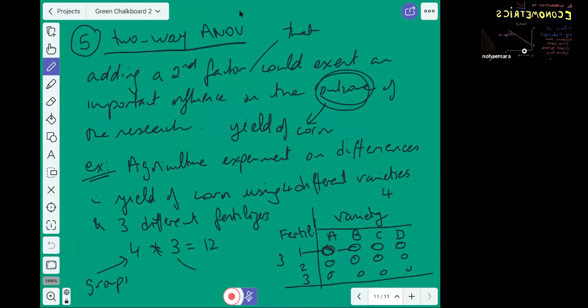And those 3, let's say this is our additional factor that we have included, we call it blocks. Okay, so you have groups and you have blocks. So we have 3 blocks and 4 groups.